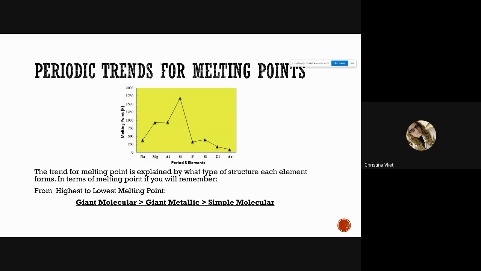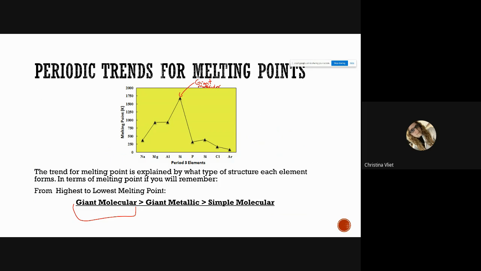I mentioned it earlier today. Silicon is a giant molecular structure, which means that it has strong covalent bonds. And giant molecular structures have the highest melting point. And that trend is here. Giant molecular is higher than giant metallic, which is higher than simple molecular. So in melting points going from sodium to argon, we're looking for silicon to be the highest because it is the giant molecule. And that's just something you should memorize.